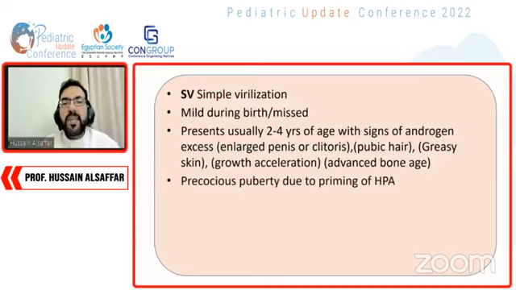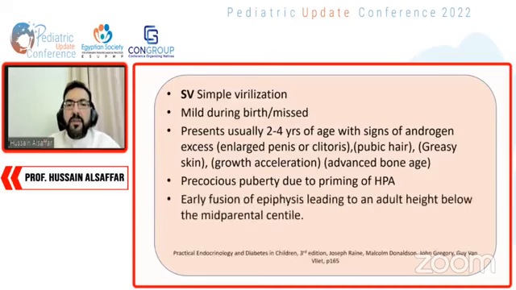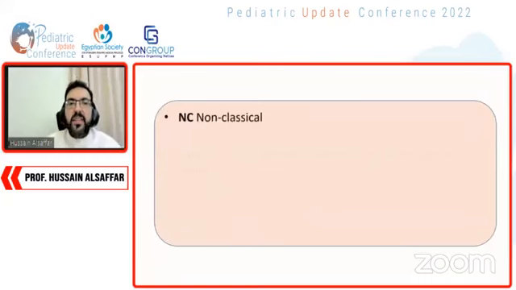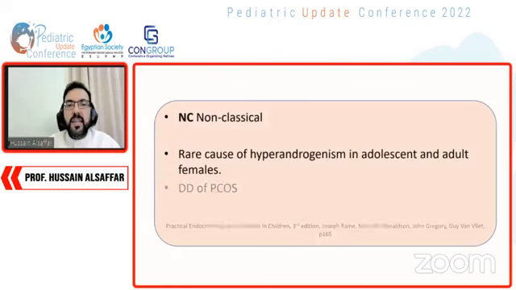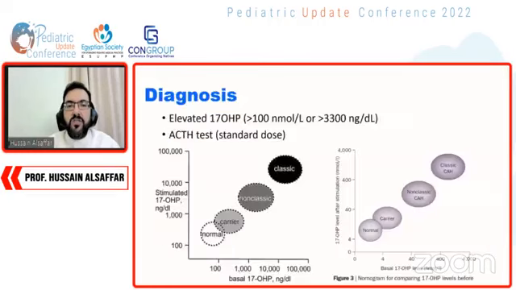Usually, precocious puberty can occur due to priming of the hypothalamic-pituitary axis by those androgens. So it starts initially like a peripheral precocious puberty, but then it could change from peripheral into central precocious puberty. Early fusion of the epiphysis could lead to short stature in the future, and the adult height will usually be below the mid-parental percentile. The non-classical one, we said, is a rare cause of hyperandrogenism in adolescents and adult females. It's a differential diagnosis for PCOS.